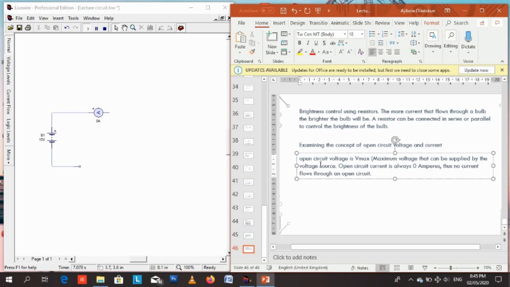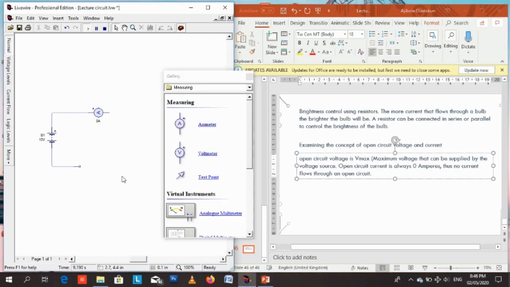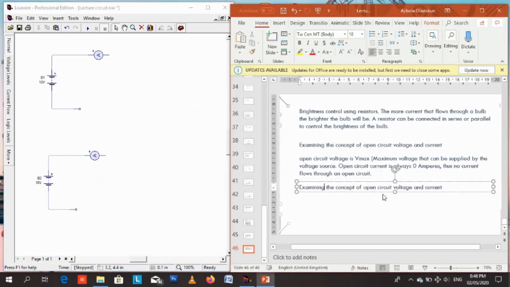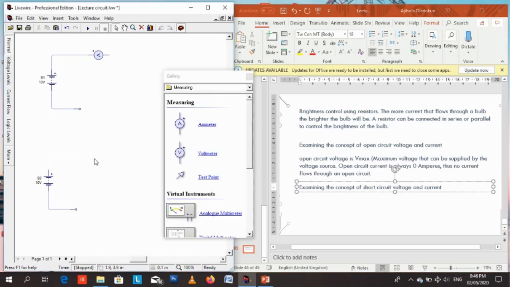So when you have an open circuit, no current flows through it, but you can get the voltage. You can measure the voltage of the open circuit, and the voltage of an open circuit is the maximum voltage that can be supplied by the voltage source. But you cannot measure current, because there is no current. The current through an open circuit is 0, but the voltage across an open circuit is the maximum voltage supplyable by the battery. So I hope that concept has been understood.